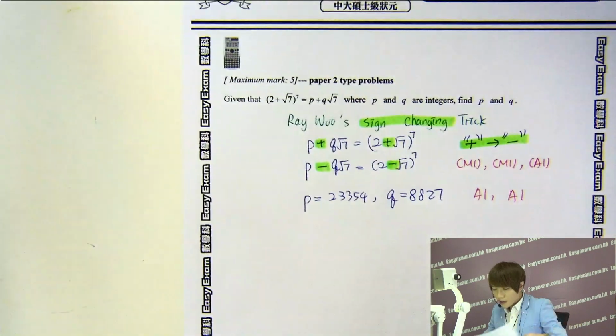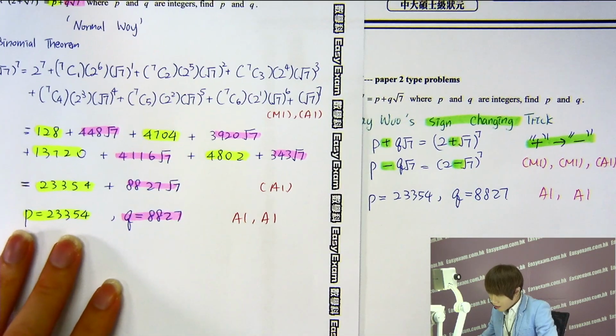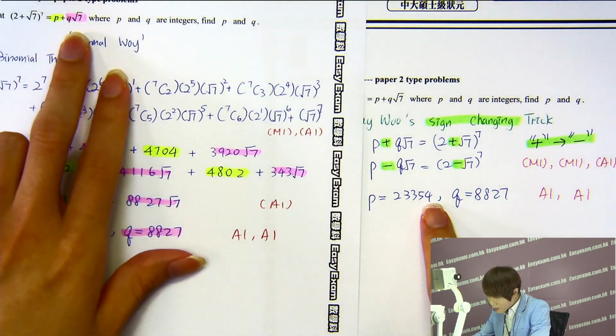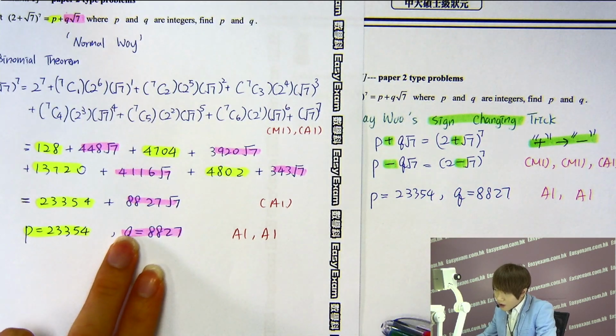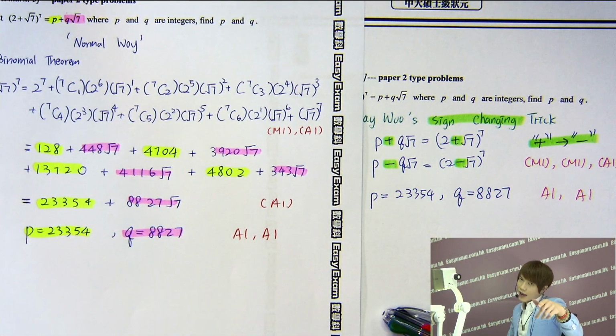So you can actually see you just got the same answer as doing the clumsy normal way, but now you are without any thinking and any clumsy calculation.